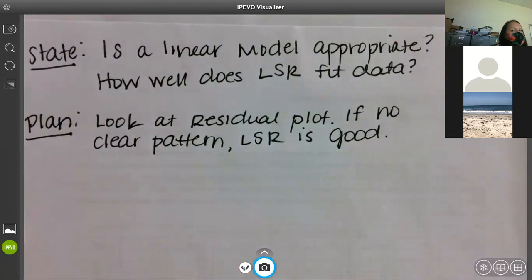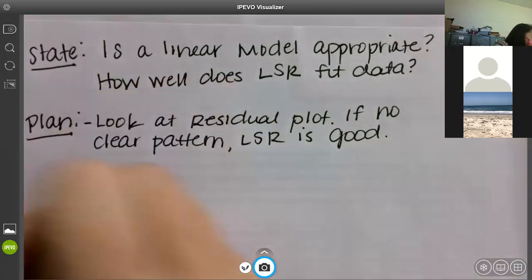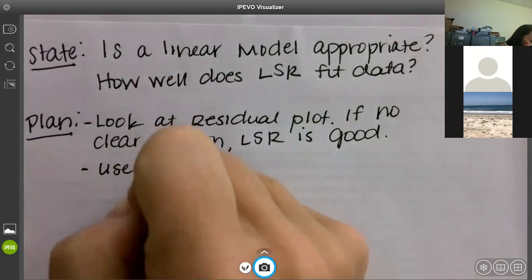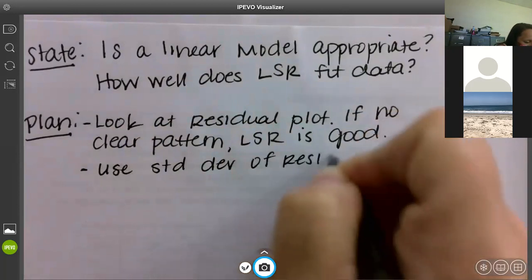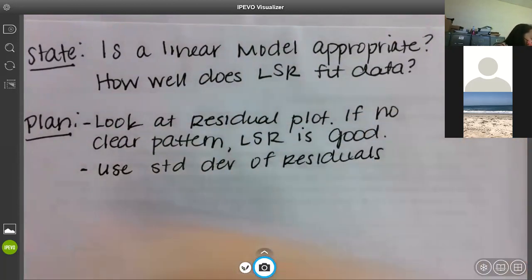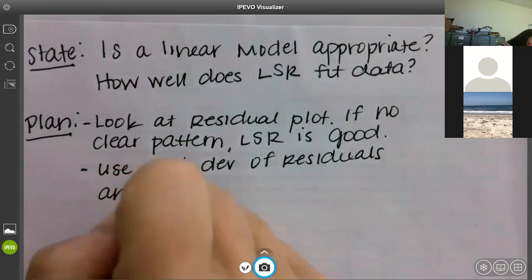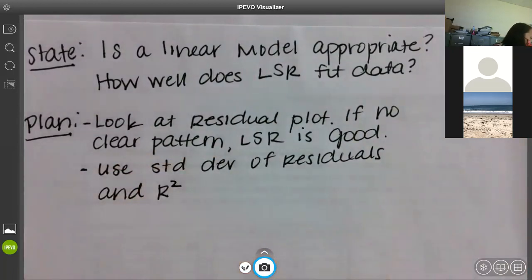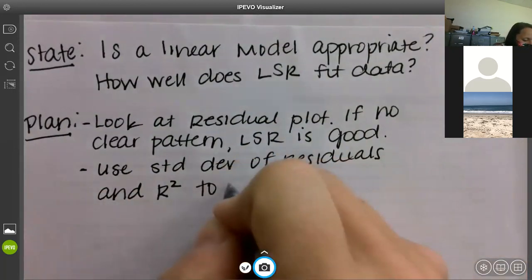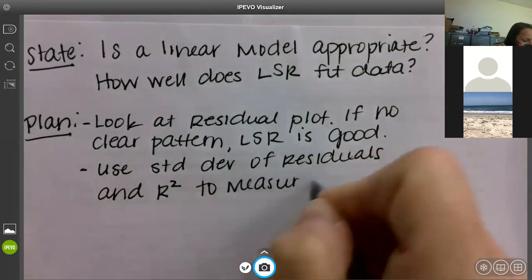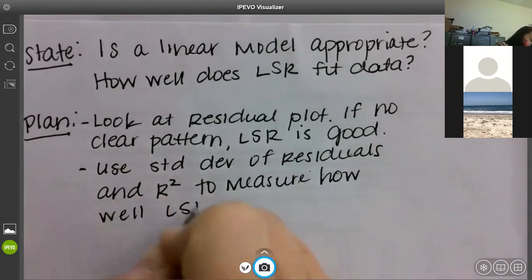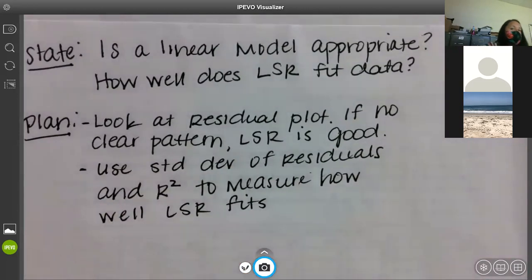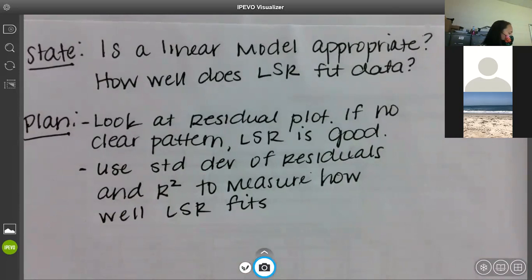And then the one that you probably don't know how to answer is how well does the LSR fit the data? So to answer that second question, we use the standard deviation of the residuals and R squared to measure how well it fits. Okay, and we'll talk about that when we get there. We'll talk about it in a minute.